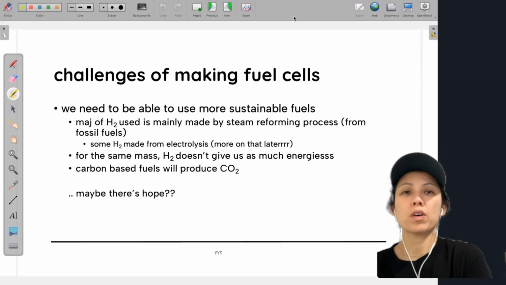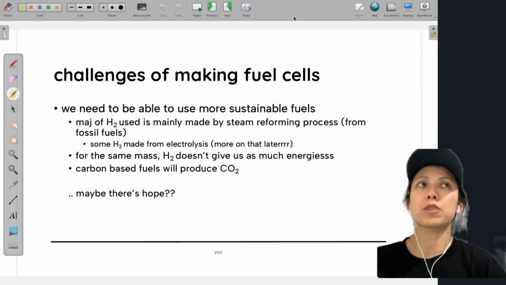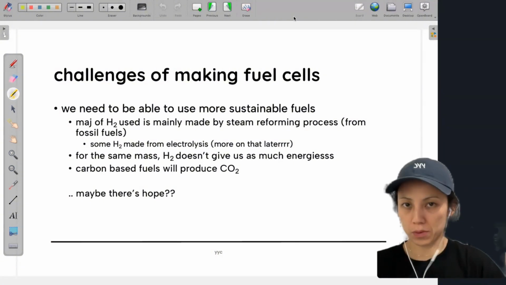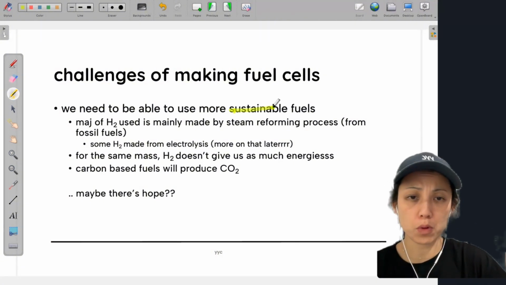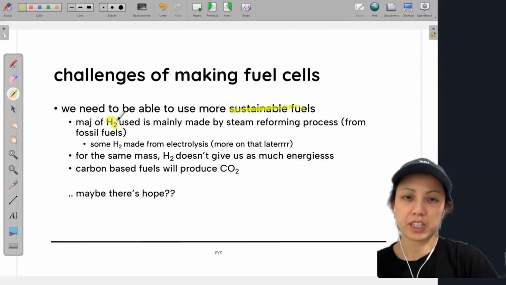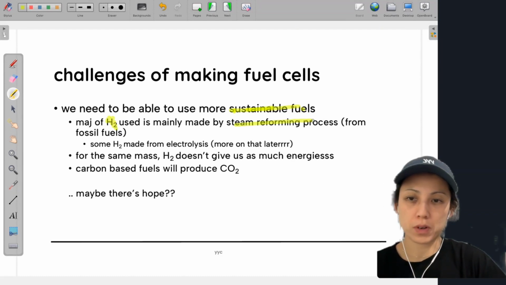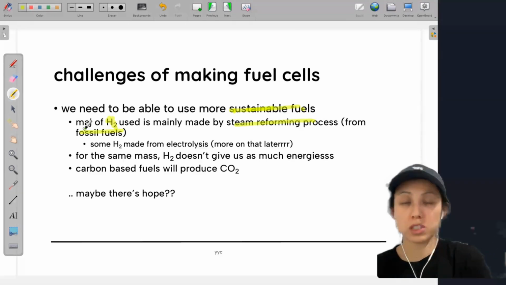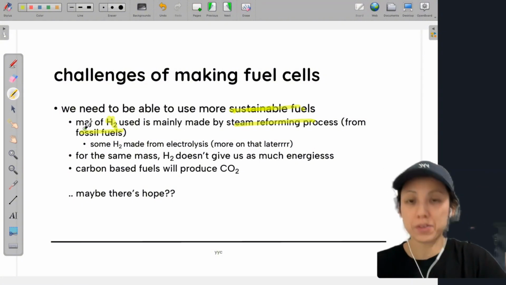Challenges. We want to go down the fuel cells route if we're using energy that's a little bit more renewable. We want to be using more sustainable fuels. A lot of the time, hydrogen is actually made from what we call a steam reforming process, which uses fossil fuels as part of that process.